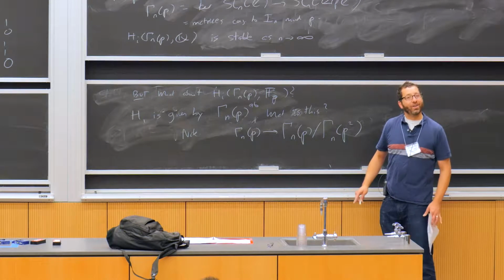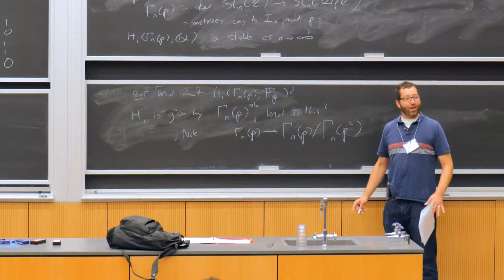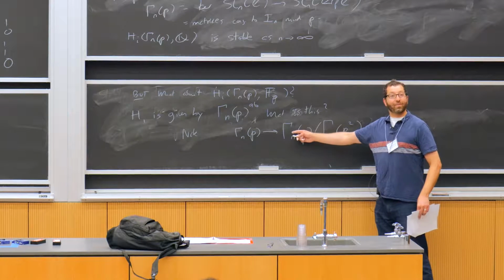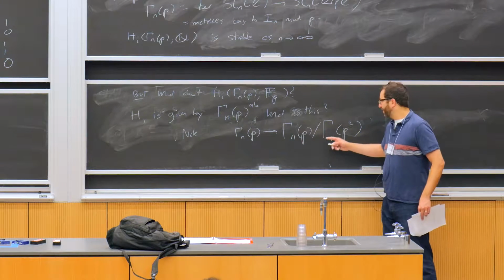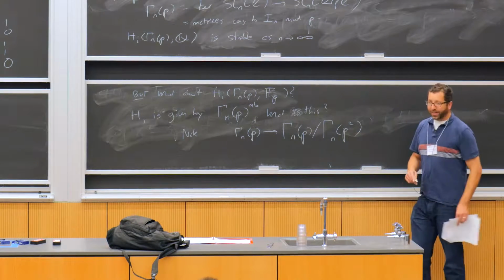I don't know how many of you have done a computation like this before, so if you haven't seen it, it's a little bit weird because this is some kind of group of n by n matrices, which is highly non-abelian. You're modding it out by some finite index subgroup. Why is this abelian?